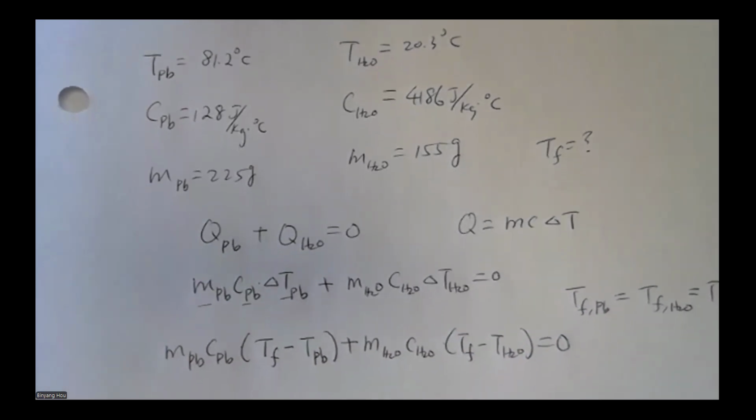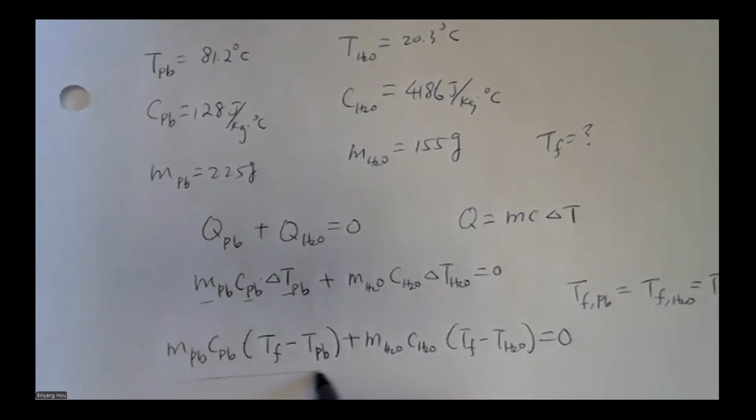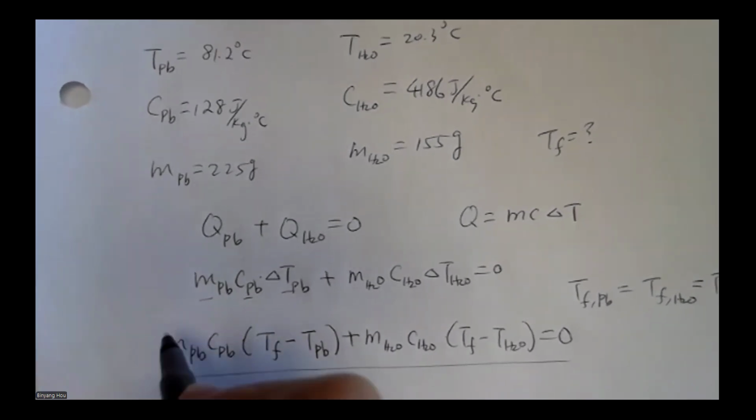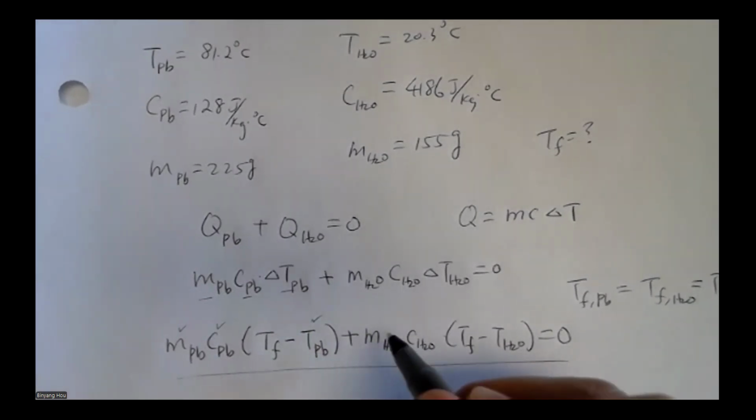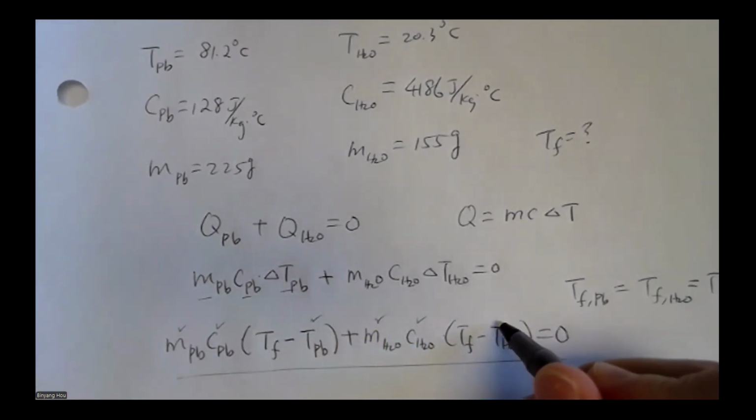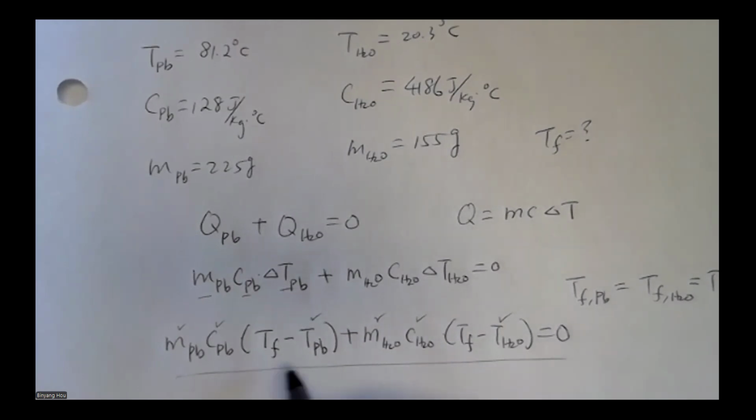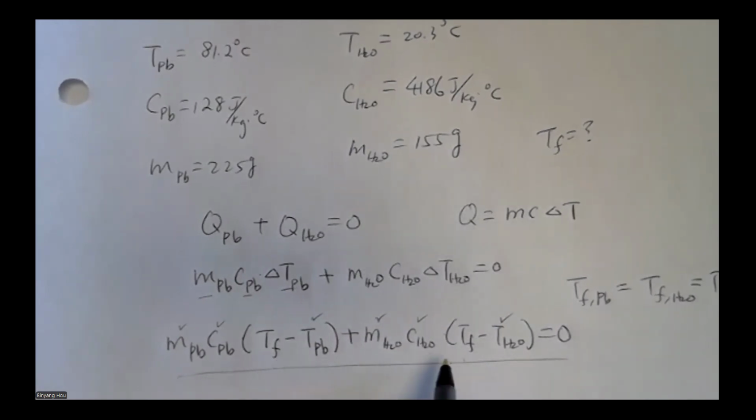equals 0. So basically, now in this equation here, we know the mass of this guy, we know this guy, we know the initial temperature of lead, mass of the water, C of the water, and then this, right? The only unknown here is the TF, and that's what we are looking for, but there are two of them. So we will combine them together.